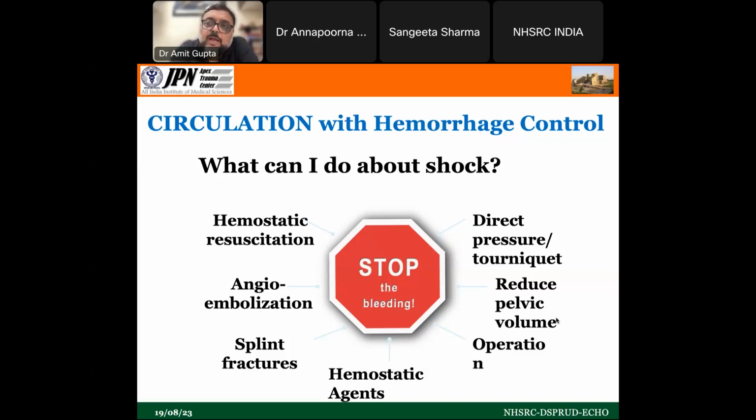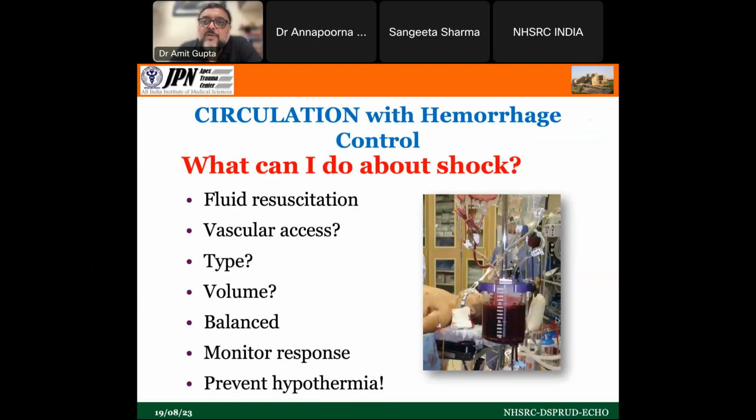If you do not have a surgeon, do all these things: pressure, reduction in pelvis volume, that is pelvic binding, start the resuscitation, start hemostatic agents, splint the fractures, and then consider transfer to another center. Now, fluid resuscitation: what fluid to give?